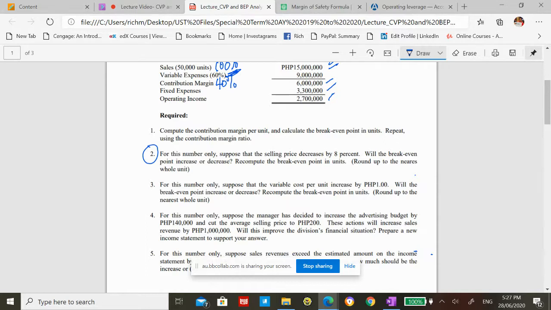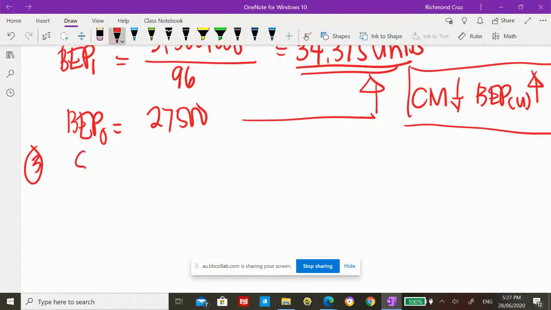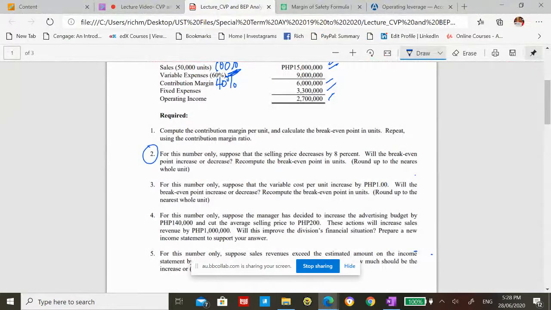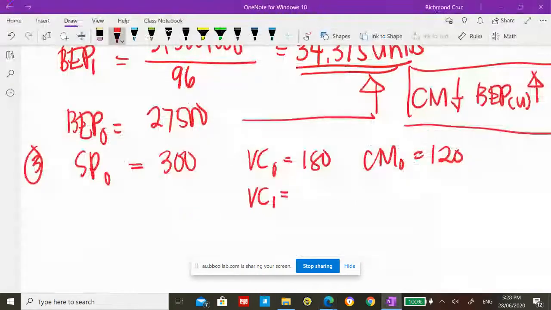So take note, let's go back to the original problem. So yung selling price natin 0 kasi wala namang changes. This is for number 3, take note. So this is 300. Yung variable cost 0 natin is 180. Kaya yung CM0 natin is 120. So this is from the original. So for number 3, yung selling price mo, walang pagbabago yan. Pero meron kang bagong variable cost, 1. So that's for new o for number 3. Sabi niya mag-increase daw ng 1. So therefore, yung 180 natin magiging 181.